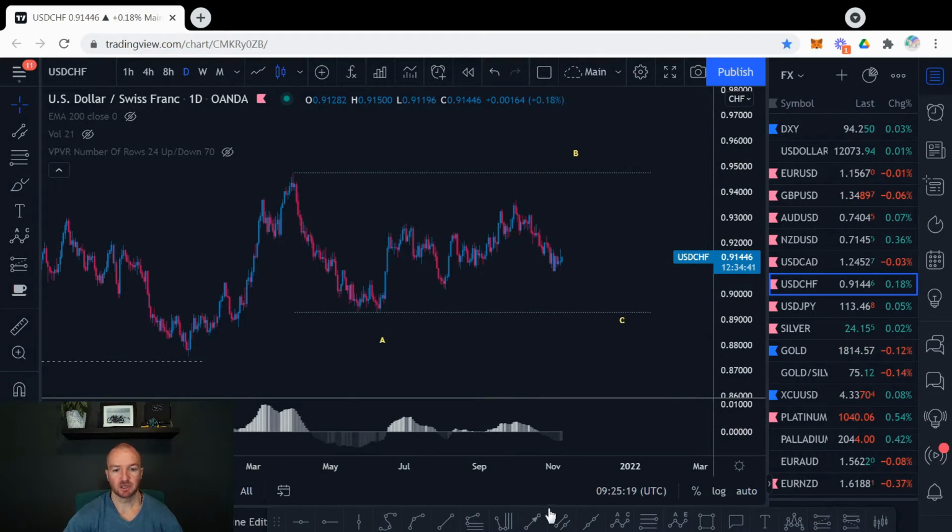In terms of the structure, we have a really nice looking structure on the US dollar Swiss. We've got a nice little impulse off the lows of a higher time frame structure that appears to be turning to the upside, towards that dollar strength which we've been talking about for some time.